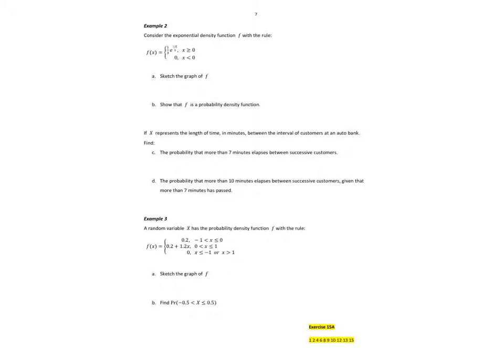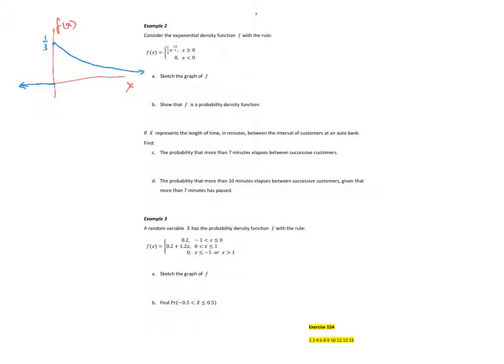Example 2. Sketch the graph of f of x equaling. So let's just sketch the graph over here first. If x is less than 0, the function is 0. So that's just that blue line there. And if x is greater than 0, it's a negative exponential, which looks a little bit like that. And if x is 0, that makes that a third. So there's my function there. There's x, and that's f of x.